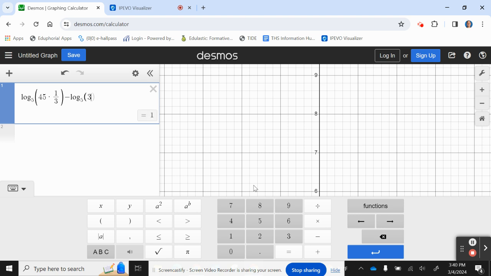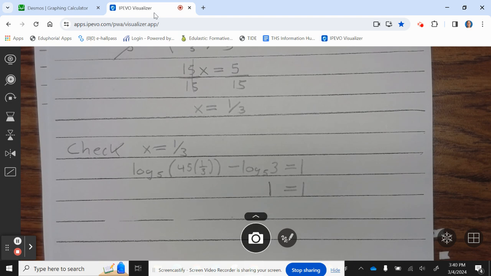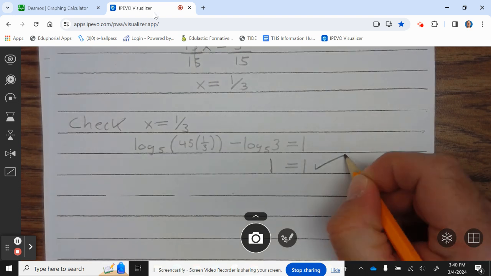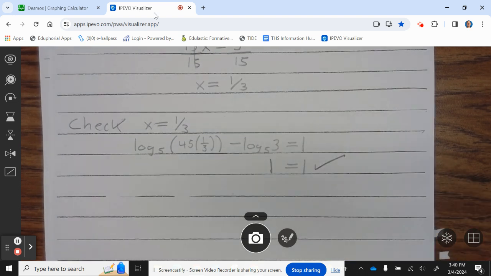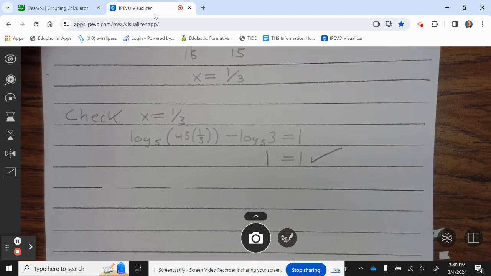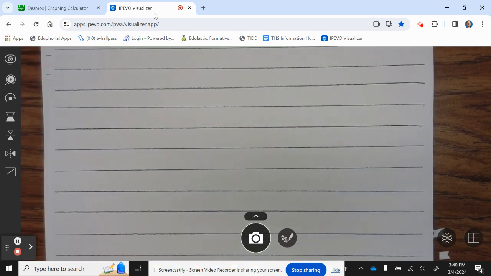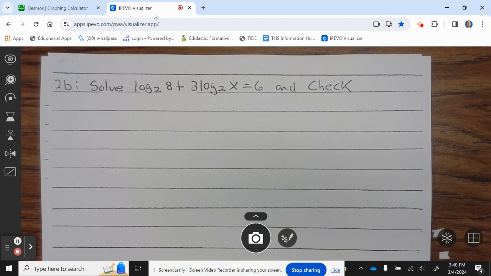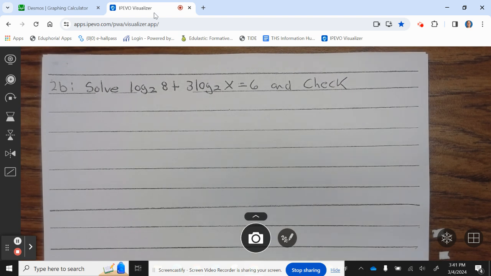It does. So x equals 3 is a valid solution. All right, let's take a look at the next page. All right, 2b. Solve log base 2 of 8 plus 3 log base 2 of x equals 6.